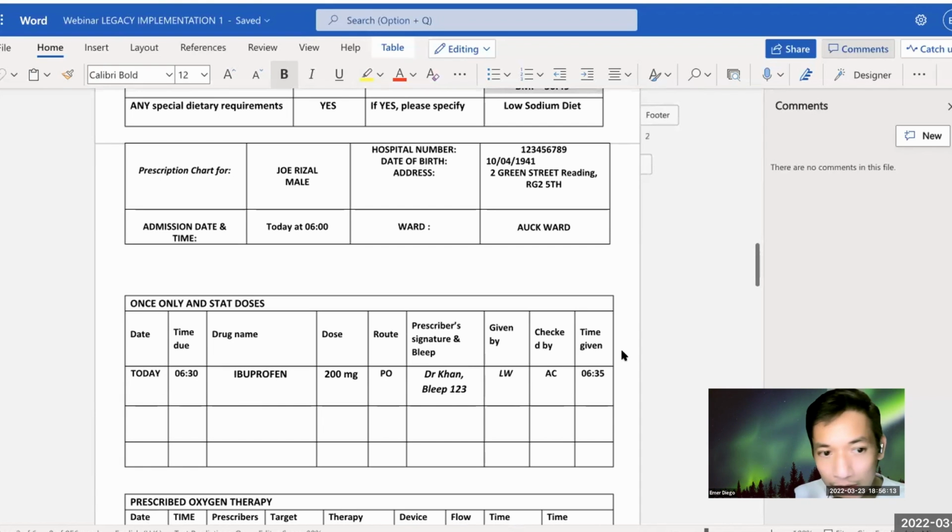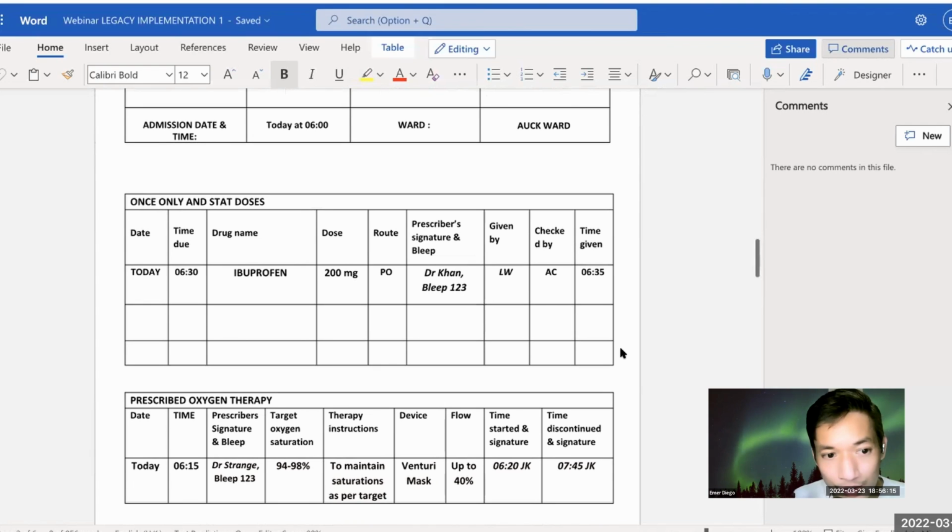Okay, let's start with your once only and stat doses. So the date is today, the time is 6:30. The drug name is ibuprofen. The dose is 200 milligrams. The route is per orem. Signed by Dr. Khan, bleep number 123. Given by LW, checked by AC, time given at 6:35.